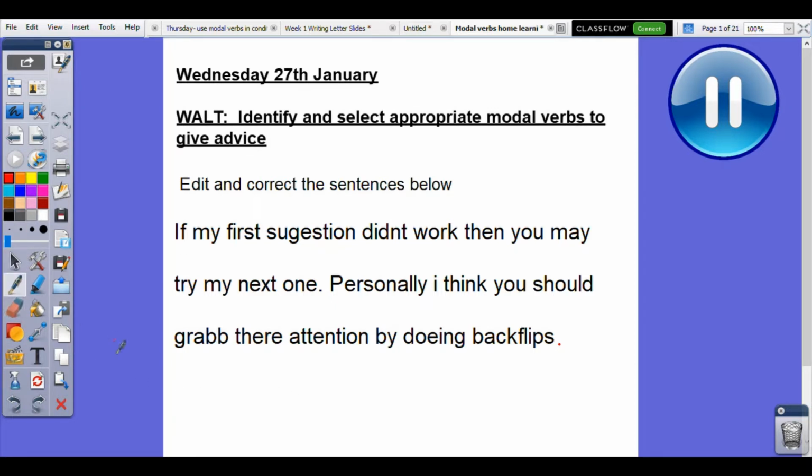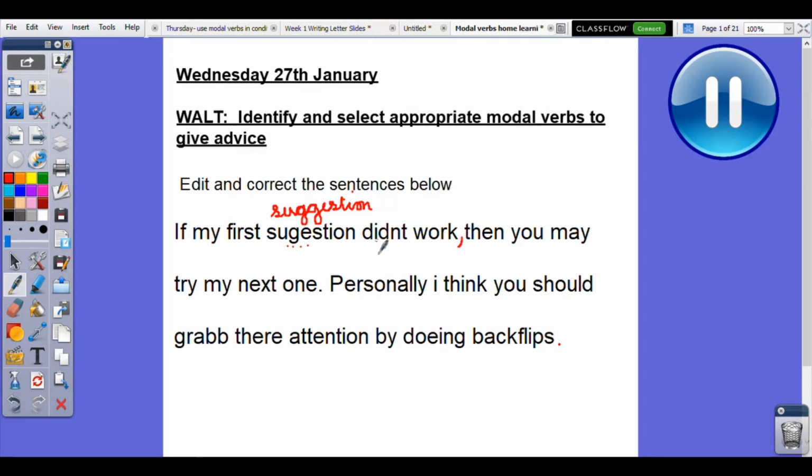So if I get my pen ready, if my first suggestion didn't work, so I've got here a subordinate conjunction, if, and that means that I need to be looking out for a comma. If my first suggestion didn't work, and my comma should go here. However, there was also another mistake if you spotted that suggestion had been misspelt. So if I write here, suggestion needs two G's.